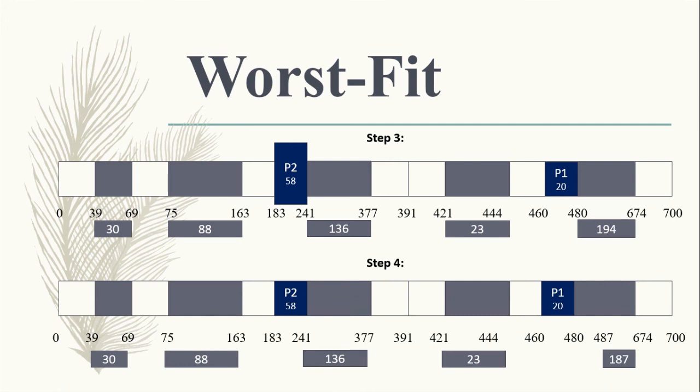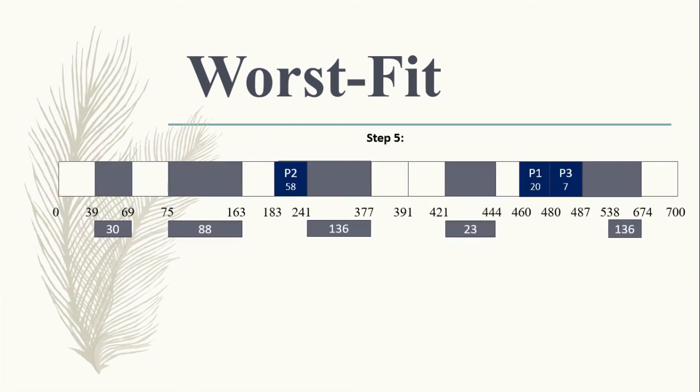Step 4, we need to insert process 3, with the size of 7. So 480 plus 7 is equal to 487. The balance 674 minus 487 is equal to 187. Next, we need to insert process 4 with the size of 51. So 487 plus 51 is equal to 538. The balance 674 minus 538 is equal to 136.